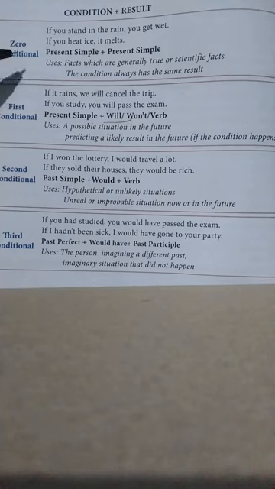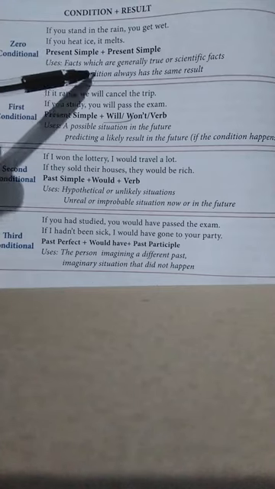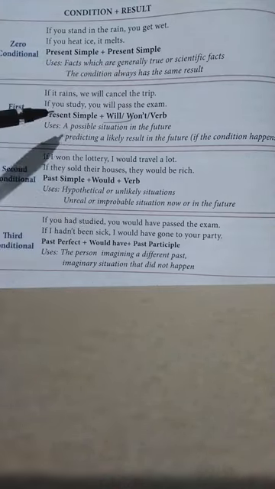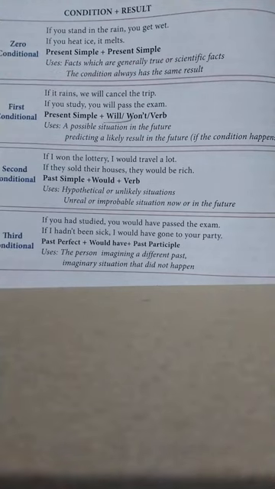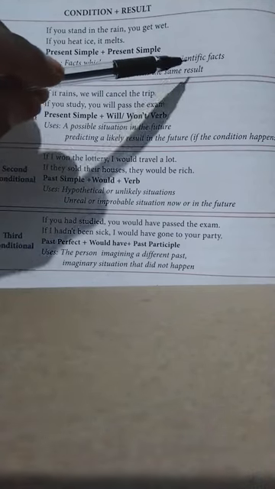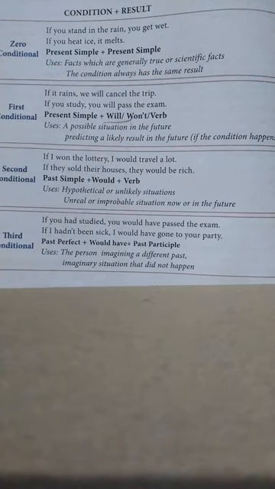Fine. What is a zero conditional? We will go through the uses first. Facts which are generally true or scientific facts. The condition always has the same result. I think you got clear with this. Facts which are generally true, everywhere it is common, everywhere it is the same thing. Or scientific fact. The sun rises in the east. This is a general truth, a scientific fact.